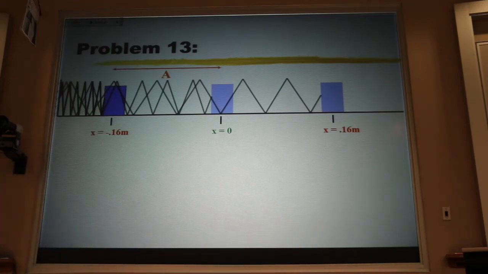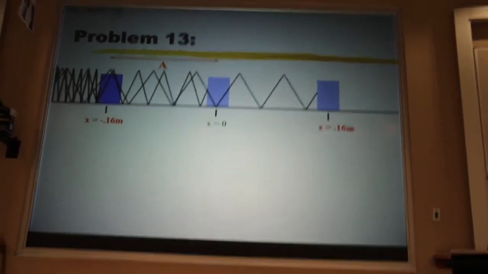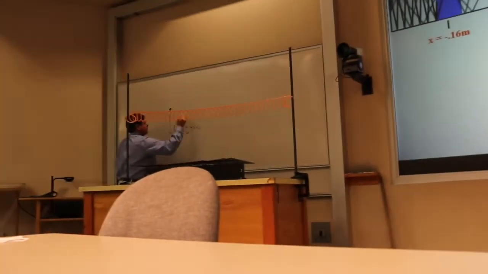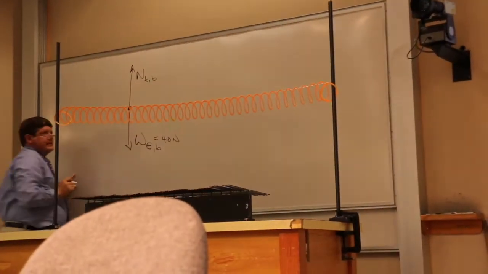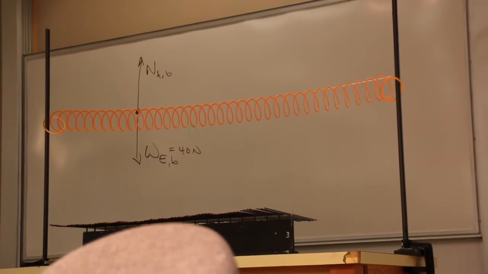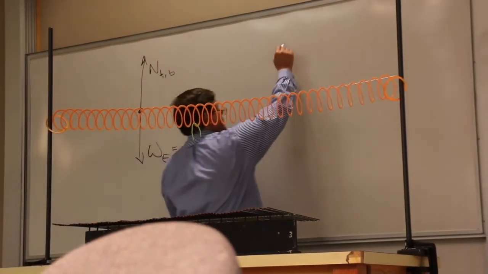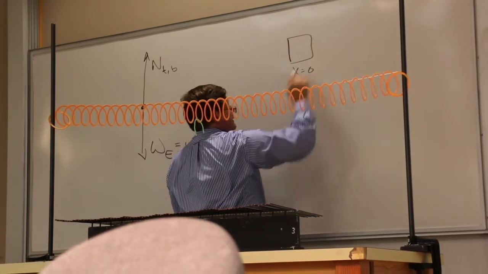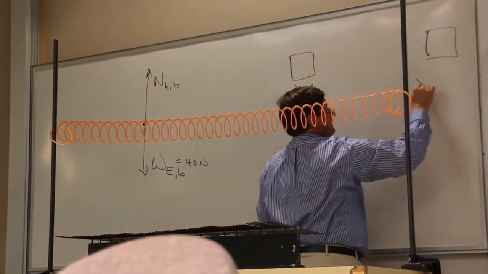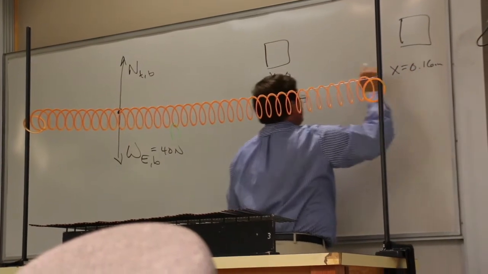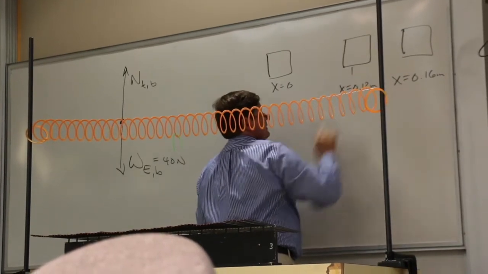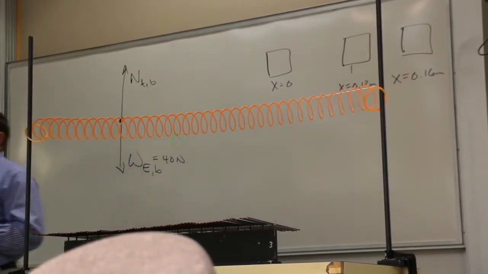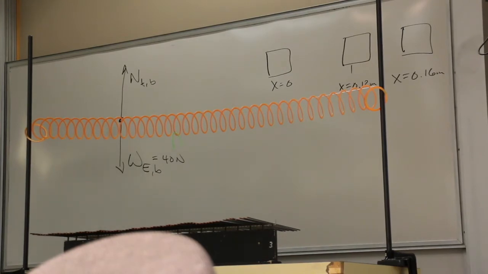Well, if I do that, I have weight down, that's 40 newtons. I have a normal force by the table up, and I have a spring force. Now, if the equilibrium position is here, and the turnaround position is here, and I'm right there, is the force by the spring going to be to the right or to the left?